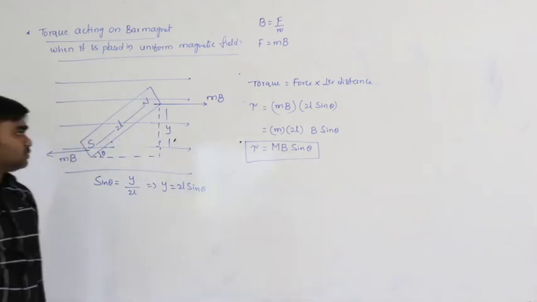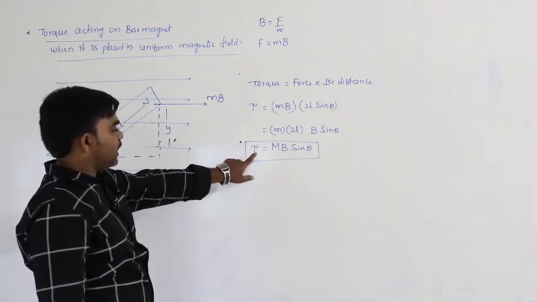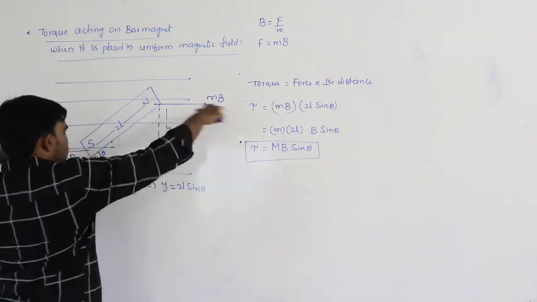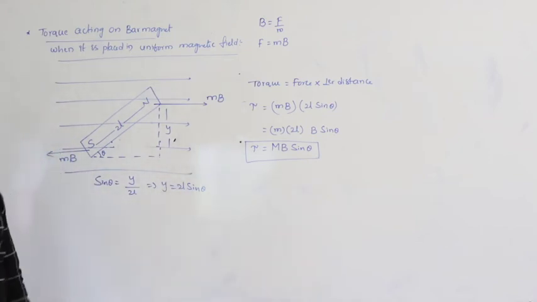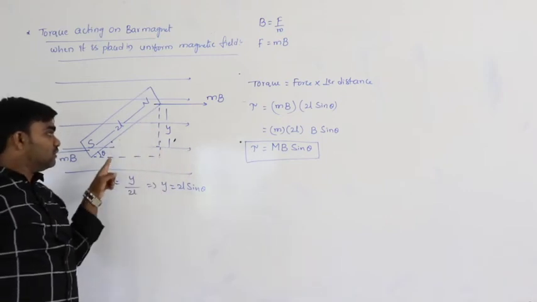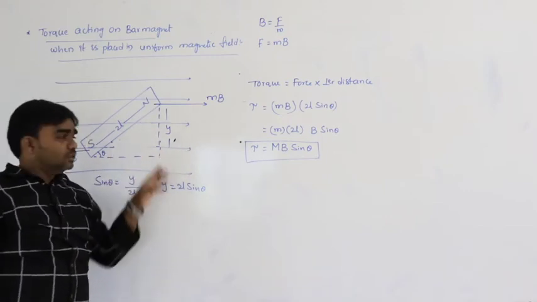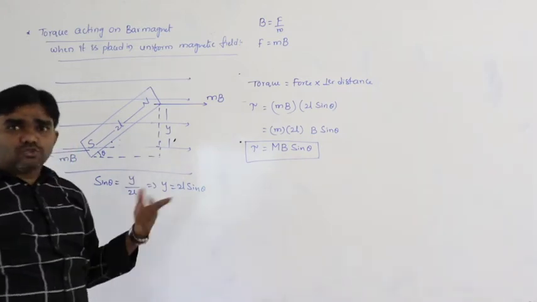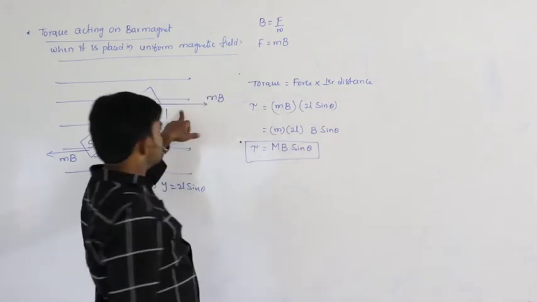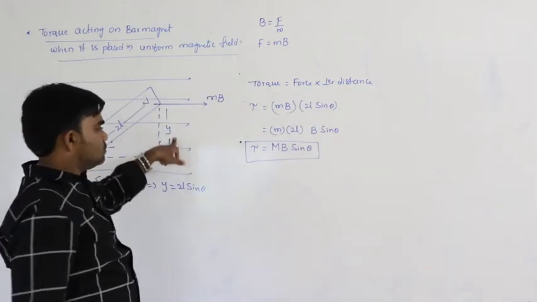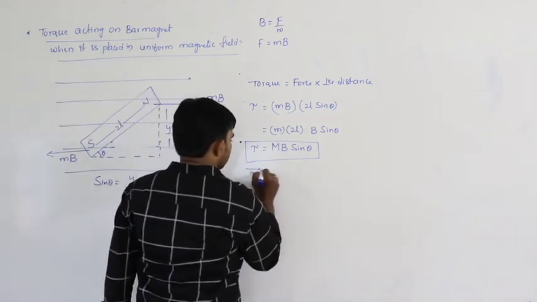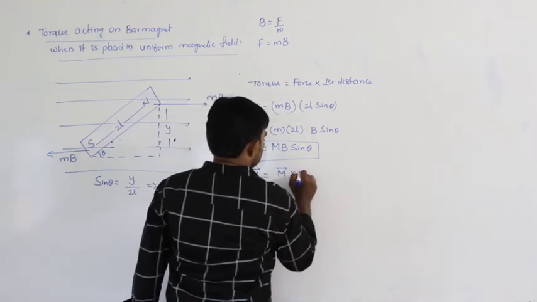When the bar magnet is placed in uniform magnetic field, what is the torque acting on that? Here the two forces, this is mB and this is mB. These are the two forces acting on the magnet. Those two forces are in opposite direction and the line of action of the forces is also not the same. This constitutes a couple. Couple is nothing but two torques. So torque is equal to force into perpendicular distance. What is the force here? mB. Perpendicular distance y, like this. So from this, in vector form we can write tau bar as M bar cross B bar.